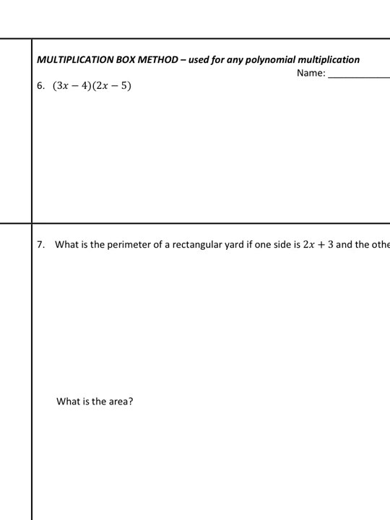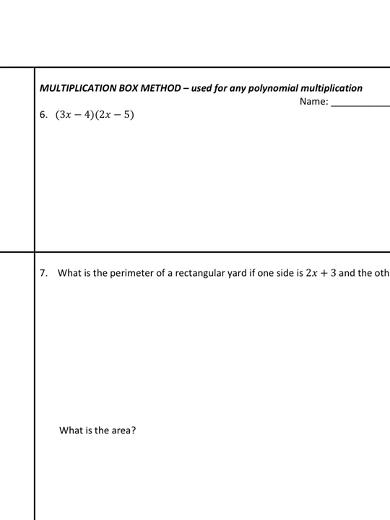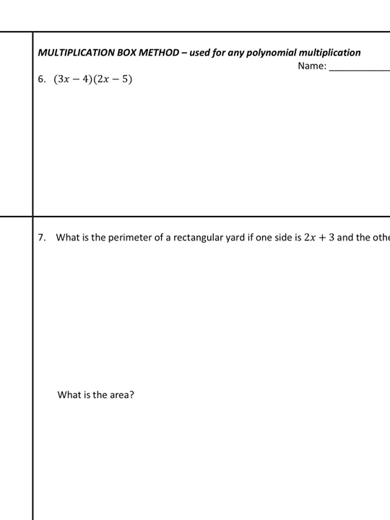So the box method is just kind of like I showed you on the number 2 up above on this other page. So 3x minus 4 times 2x minus 5. So we're multiplying a two-term polynomial by a two-term polynomial. To do that, we're going to draw a 2 by 2 box, and we're going to multiply into that box. It doesn't matter which binomial you put on top and which binomial you put on the side. You just need to pick.